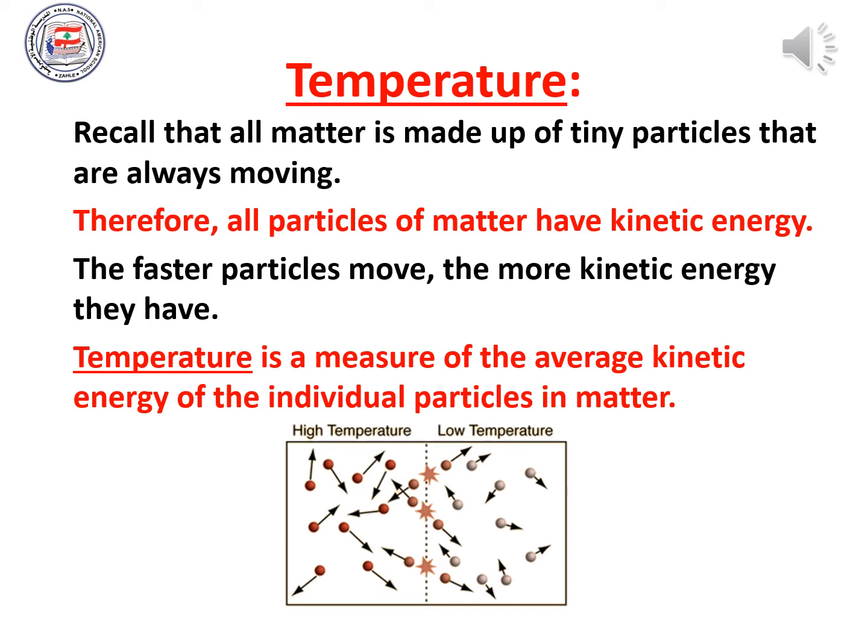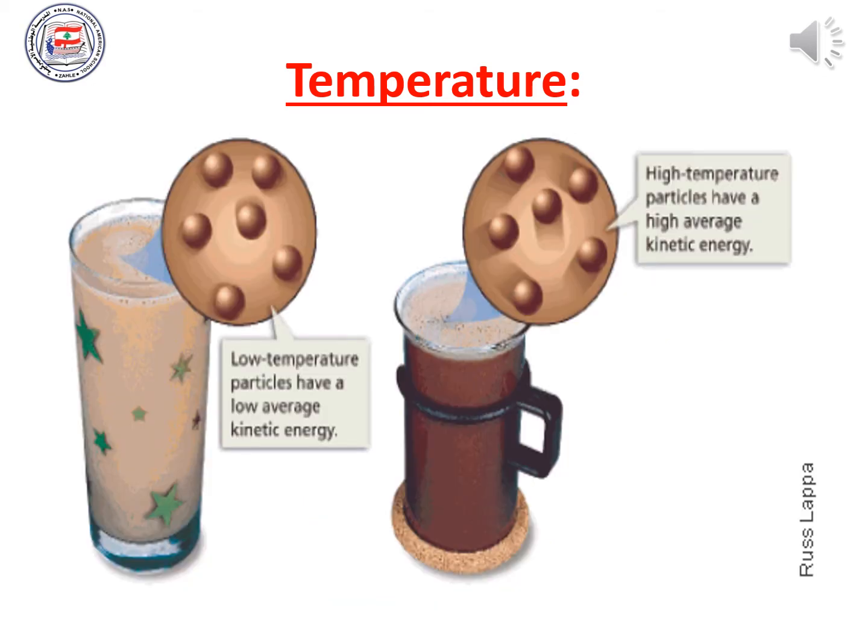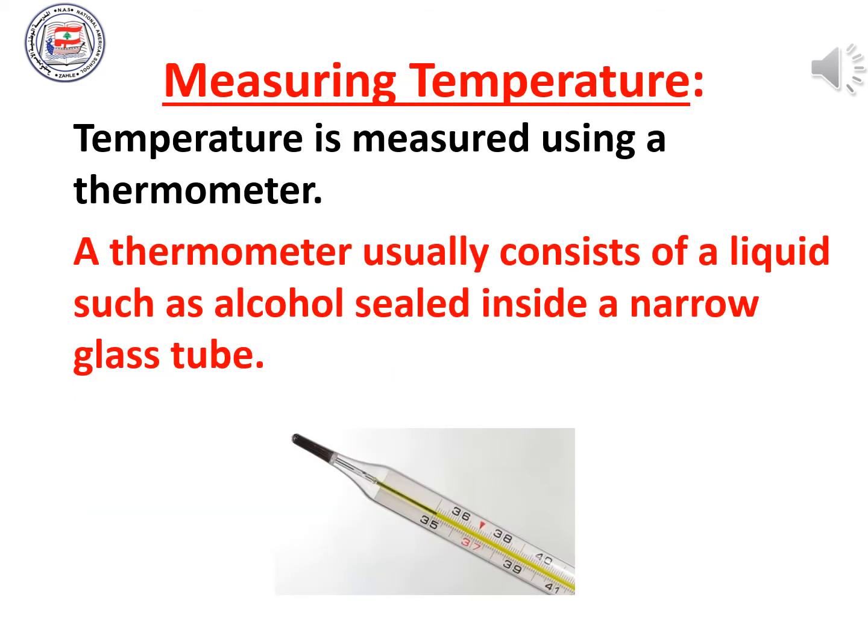As you can see in the figure in front of you, if an object has high temperature, then the particles are moving fast. And if the object has low temperature, then the particles are moving slow. In the figure, you can see a cold drink to the left and a hot drink to the right. The cold drink has low temperature because the particles have a low average kinetic energy since they are moving slowly. And the hot drink has high temperature since the particles have high average kinetic energy since they are moving fast.